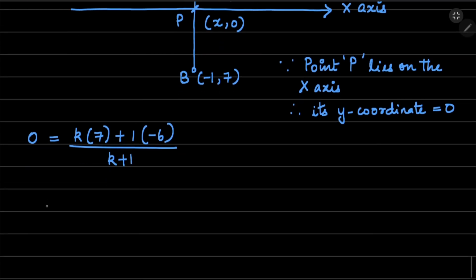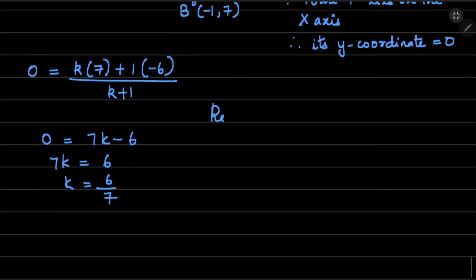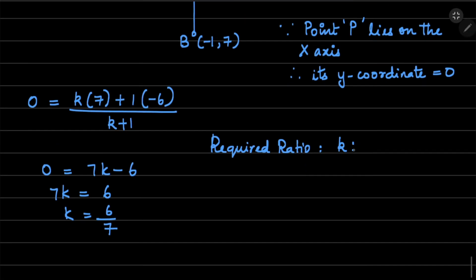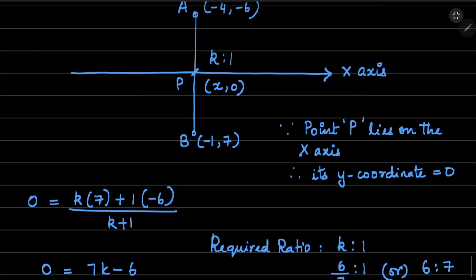Cross multiply. So you will have 0 equal to 7k minus 6. So 7k equal to 6 and k is equal to 6 by 7. So what is the required ratio? The required ratio is nothing but k is to 1. What is k? It is 6 by 7 is to 1, or I can write the same as 6:7. This is the required ratio.